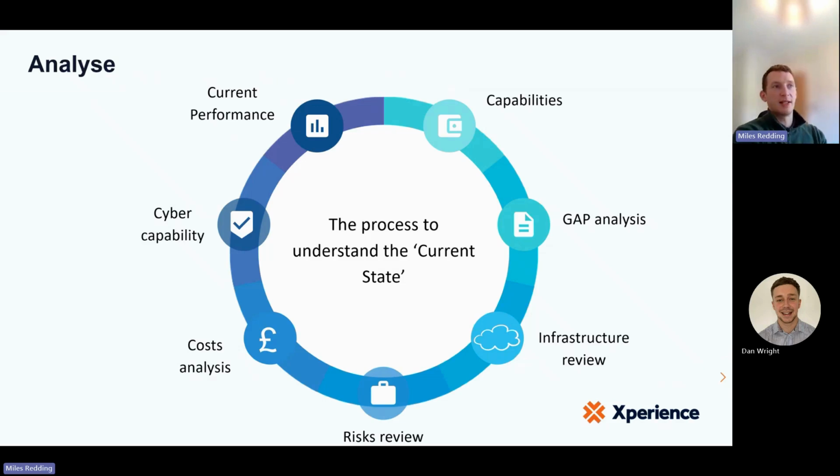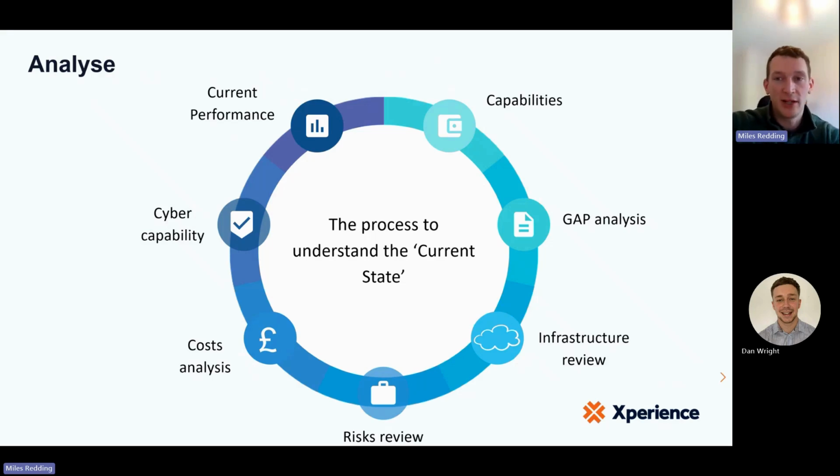So the first one is the analysis piece. So this is the process to understand my current state. What does my existing environment look like? There's almost no consideration on the future for this particular phase. This is purely what have I got now? And this should be looking at everything from the capabilities, infrastructure review, the risks review, cost analysis, cyber capability, and the current performance.